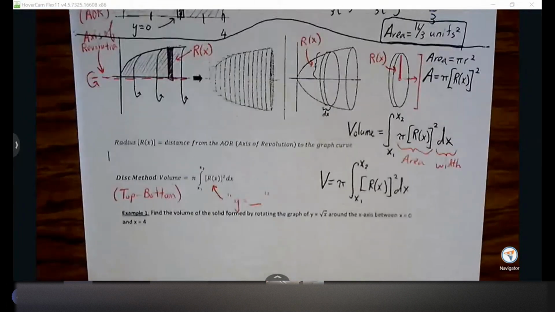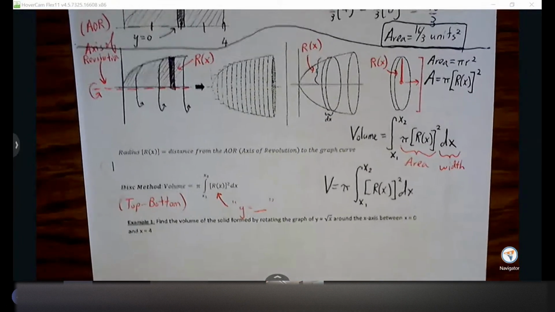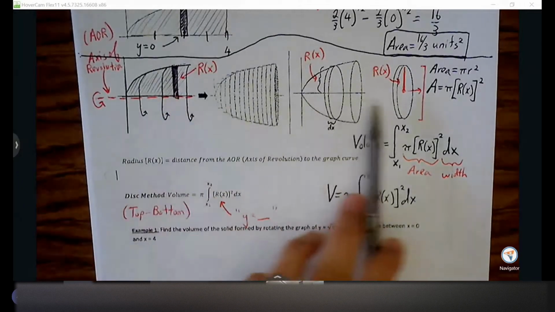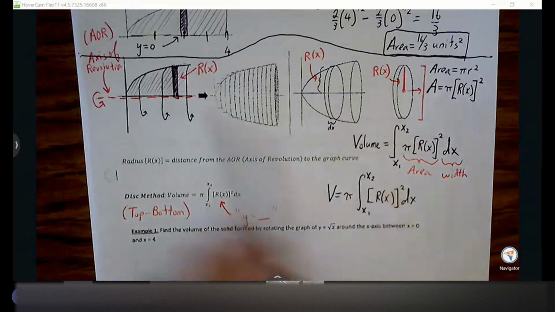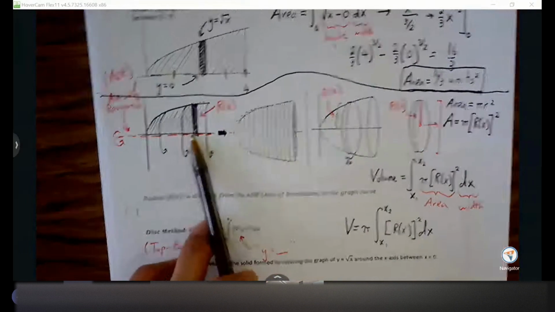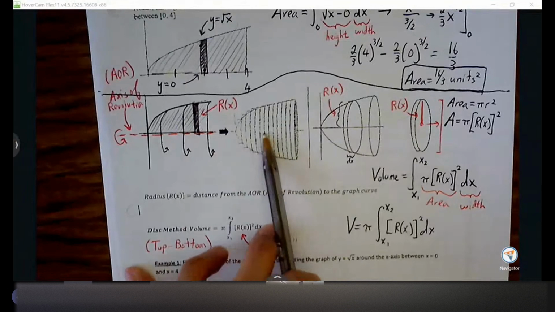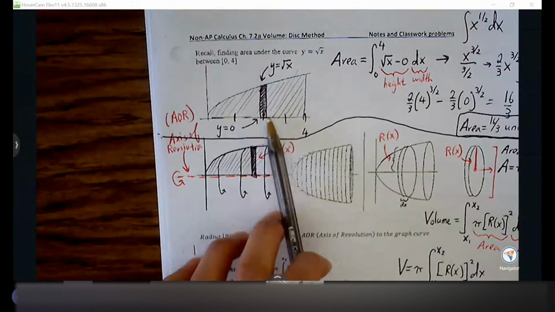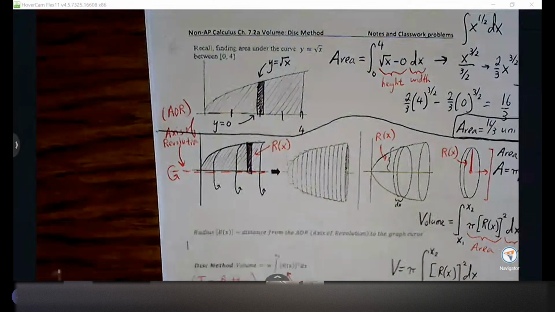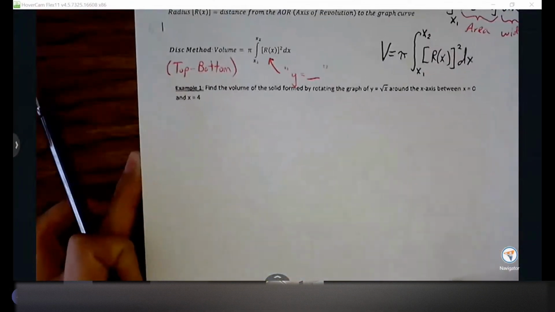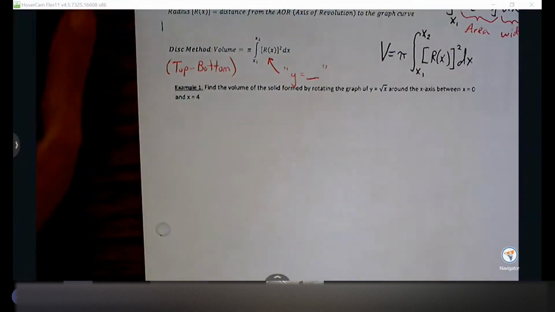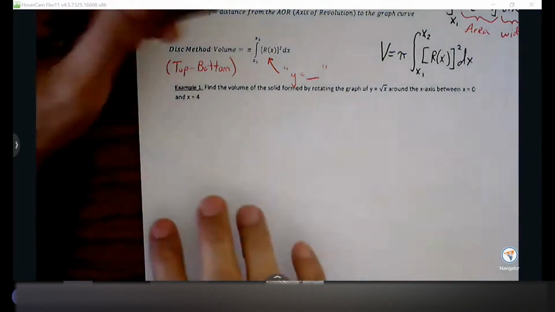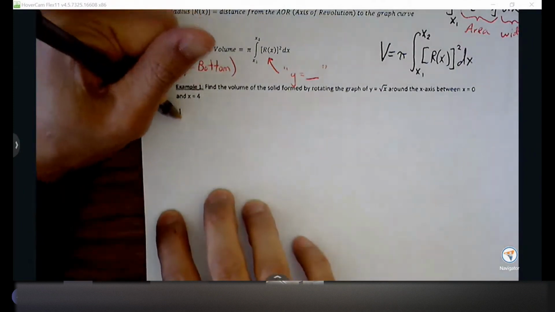Okay, so I went over a brief overview using this as an example to show where the formula is coming from. And now we're going to go back and actually find the volume of this particular object. Same scenario as the area problem, but now we're going to make this into a volume problem. Okay, so example 1, same scenario as above. We have y equals square root of x, from 0 to 4. We have that same shaded region, but now we're going to be rotating it.